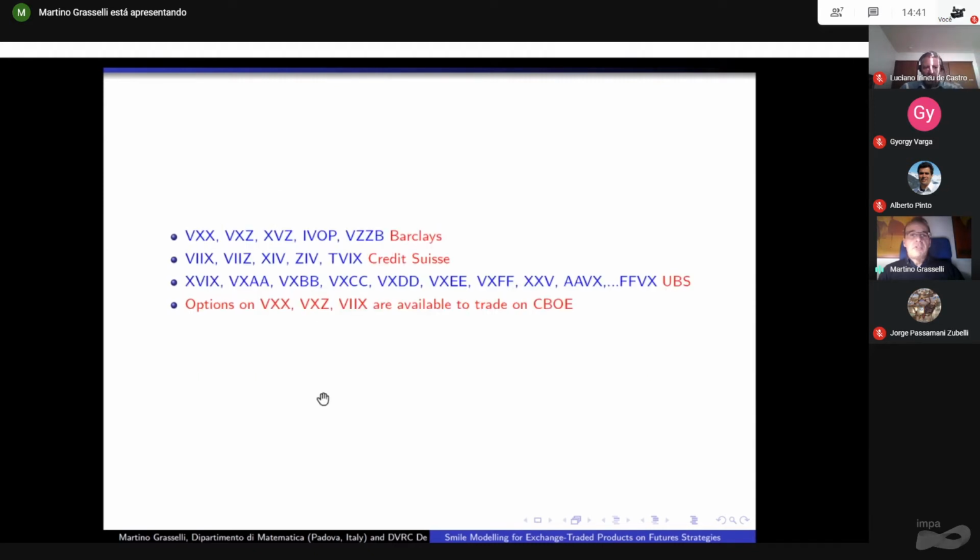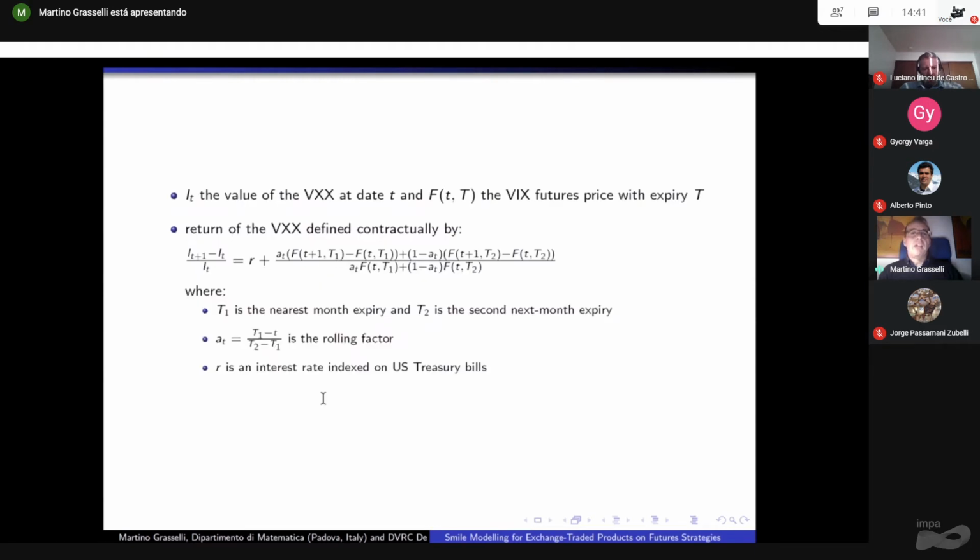Okay, so this is an overview of all the products issued by different investment banks. I go quite quickly here because these things are just a question of notation. Here, I took from the prospectus of Barclays the definition of the VXX, which I stated in the formula. I state the return in discrete time, but of course we can easily generalize to continuous time.